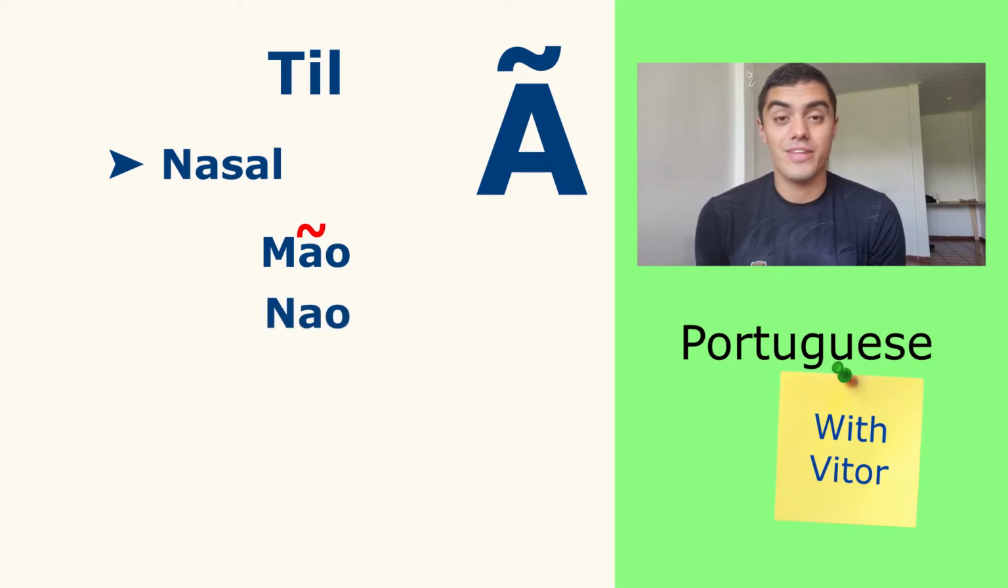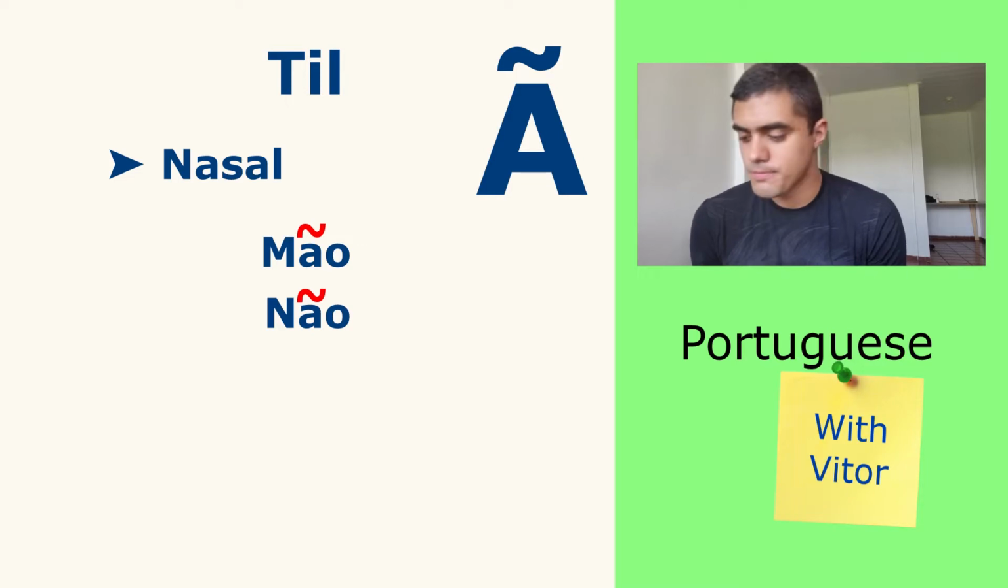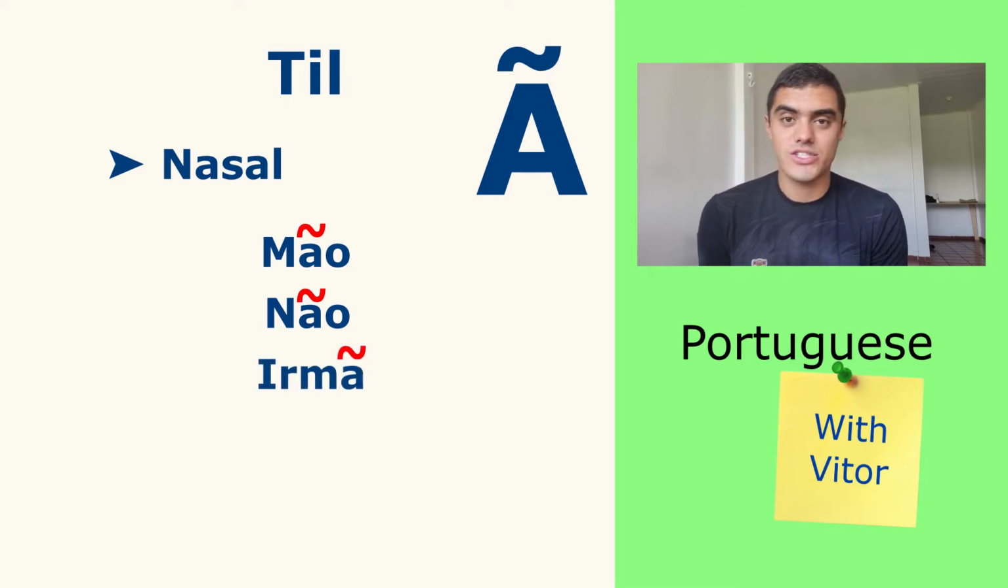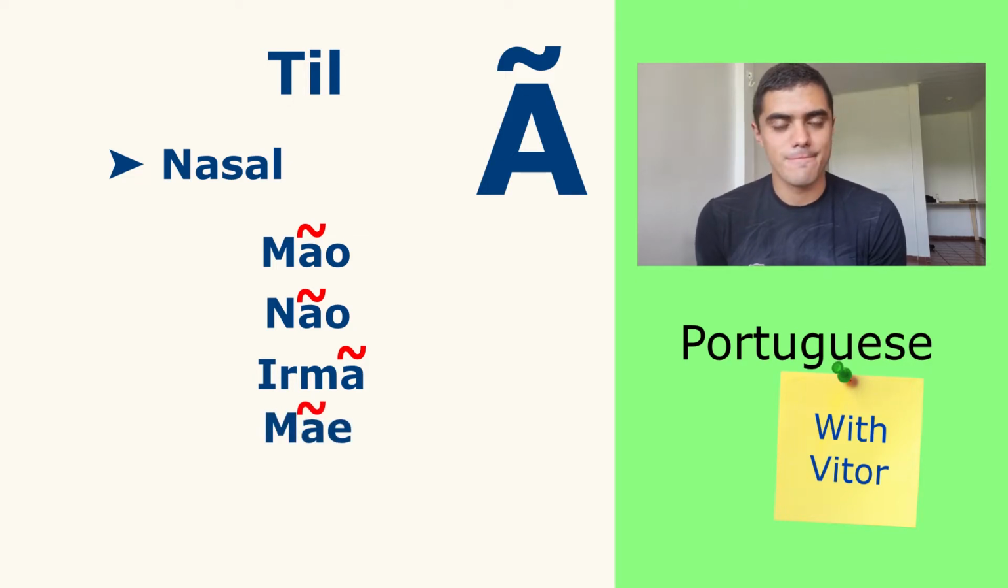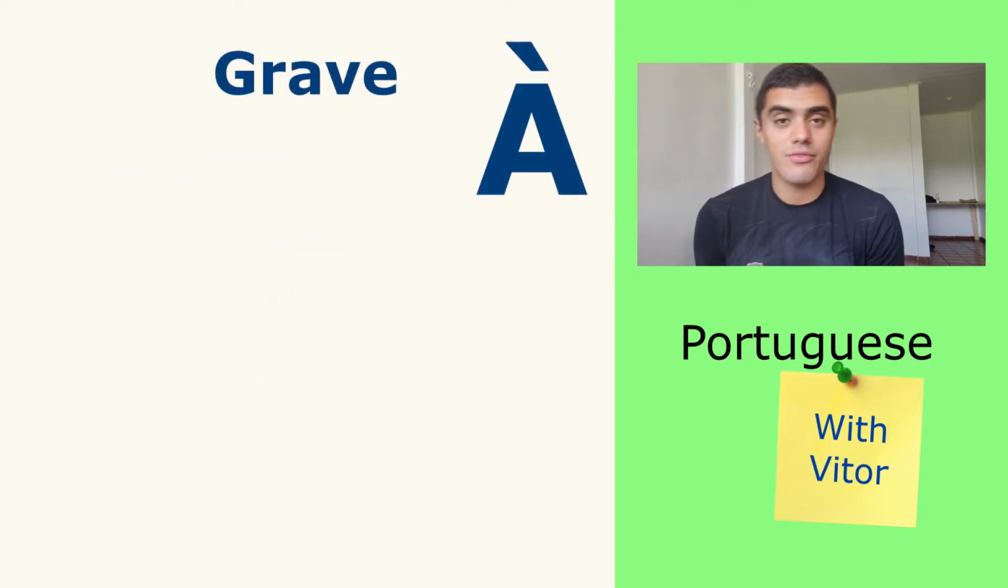Another example would be the word no. Não. Without the accent, it would be wrong. But it's não. The word irmã, sister. And the word mother, mãe. So the til is only used for this purpose. Okay? Moving on, we have the grave accent.